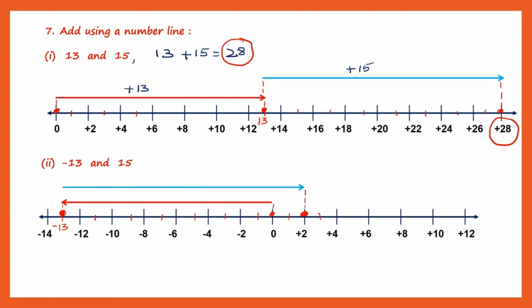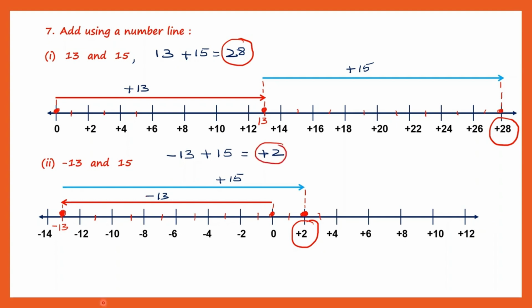So what is the first thing that we did? From 0, we moved 13 steps to the left. Then from minus 13, we moved 15 steps to the right. And then what did we get? We got our answer as plus 2. So let's write this as a question here. So this will be minus 13 plus 15. And what is the answer that we've got on the number line? Plus 2.